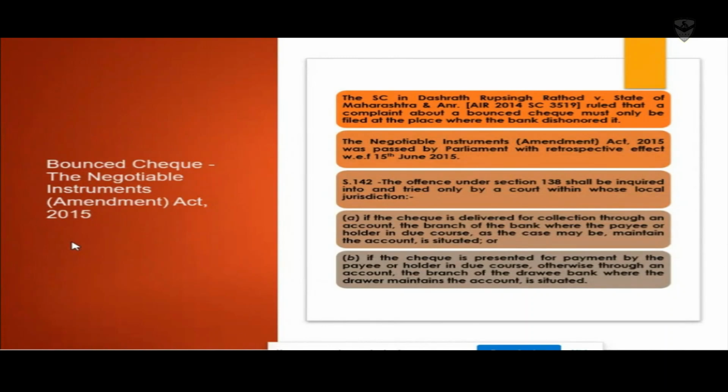Suppose the check was issued in Kerala and deposited for collection in Bombay, then the courts where the check got dishonored will have jurisdiction. That means if it got dishonored at the branch in Bombay, then the court in Bombay will have the jurisdiction. This created a lot of confusion, because many finance companies and NBFCs were financing motor vehicles, two-wheelers, four-wheelers, etc. They collect the checks from Kerala.